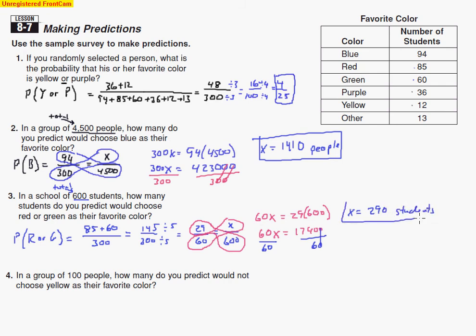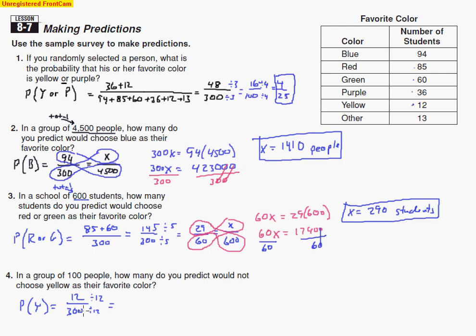Well, last one for this part. It says, in a group of 100 people, how many do you predict would choose yellow as their favorite color? Well, yellow only has 12 people. So we'll say probability of a yellow equals 12 out of 300. What we can do is reduce this fraction. I see that actually I can divide it by 12. See, 12 goes into these two numbers.